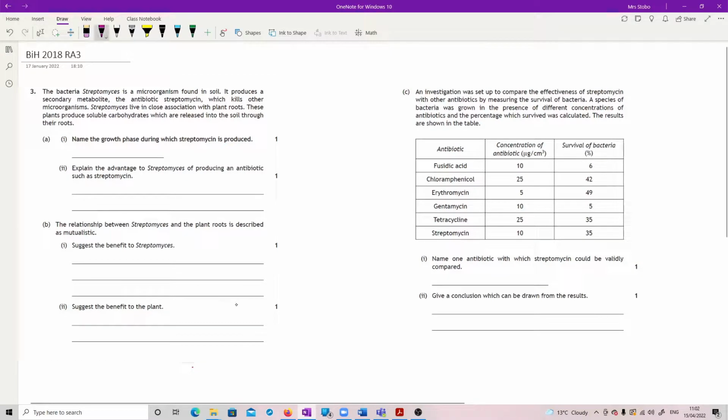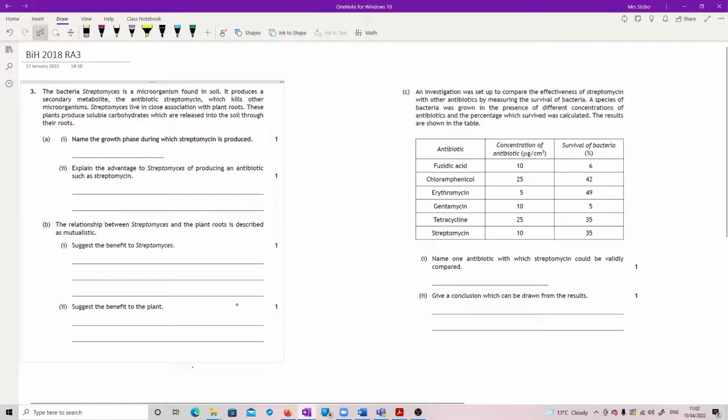Okay, question 3. The bacteria Streptomyces is a microorganism found in soil. It produces a secondary metabolite, the antibiotic streptomycin, which kills other microorganisms. Streptomyces lives in close association with plant roots. These plants produce soluble carbohydrates, which are released into the soil through their roots.